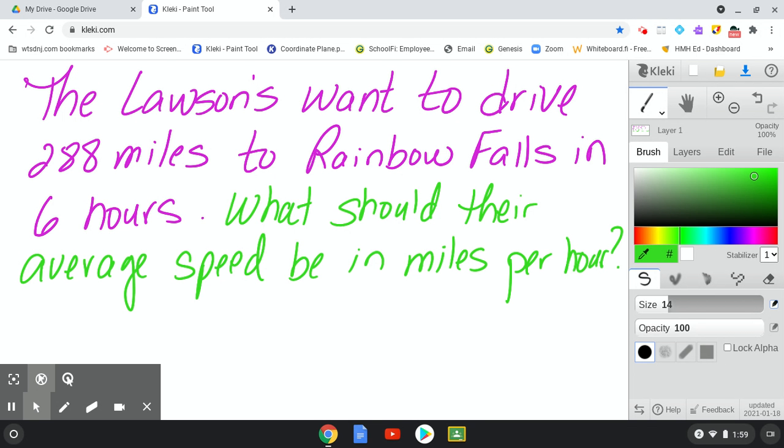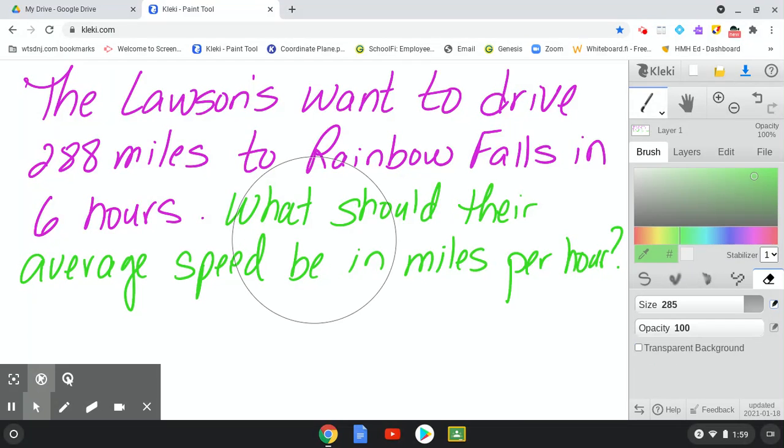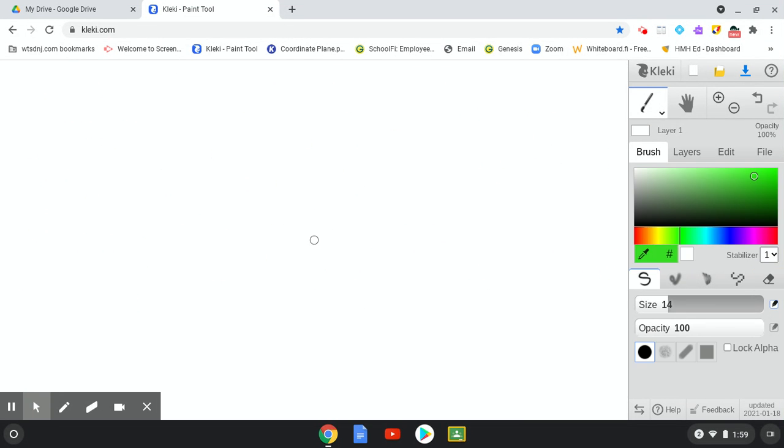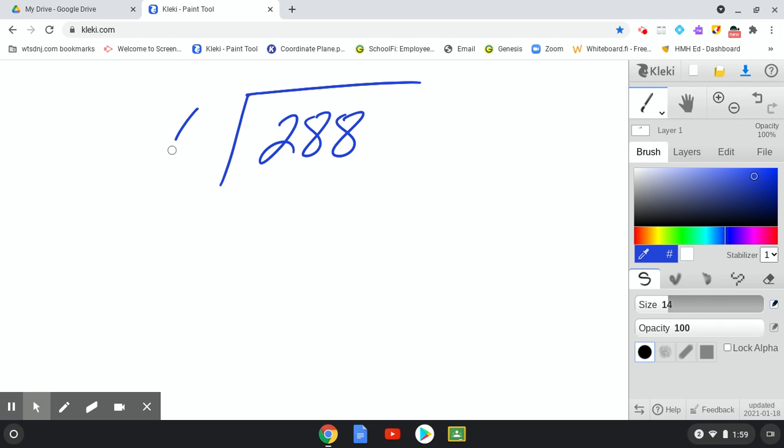So again, we're going to take the total amount of miles divided by the total amount of hours they want to drive it in, and then that will give us the per unit rate. That will give us the amount of miles they drive in 1 hour. So we're going to do 288 divided by 6 here.